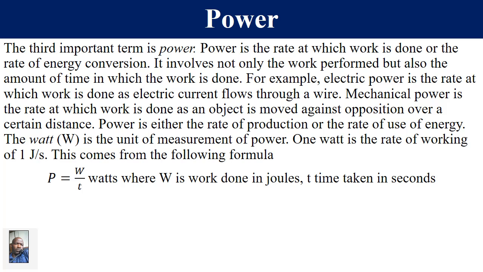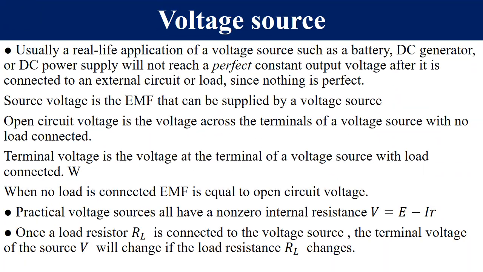Electric power is defined as the rate at which work is done as current flows through a wire. A look at a voltage source. A battery is a good example of a voltage source, and also a DC generator or a DC power supply. These devices do not produce a perfect constant output voltage. Why? This is because they have an internal resistance inside them.